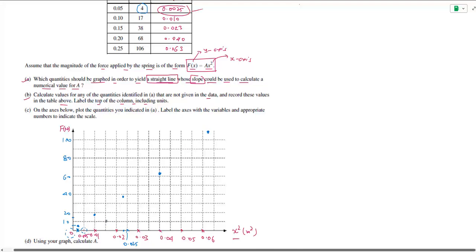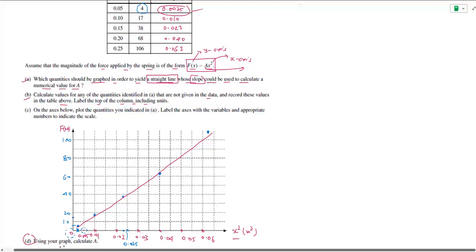Now what we have to do is try to join them, or we will use the best fit method. If you draw a line, this is almost a straight line, which is required, since we want to plot f versus x square. If we want to calculate the value of a, that is the slope of this line.